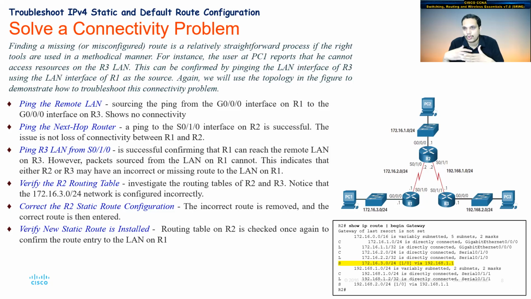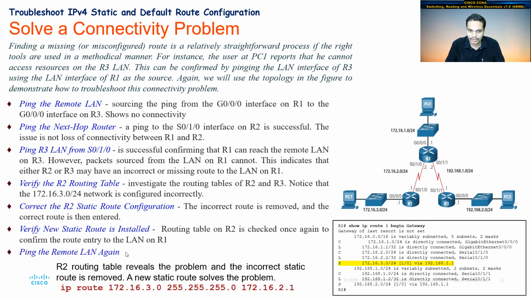Once you do it, you have to verify once again whether the new route has been updated in your routing table or not. Then you can ping the remote LAN again, and now you would be able to see that the ping works. This is just a common simple example, but imagine if you have a very large network, and IPv4 and IPv6 networks as well, then how do you troubleshoot it?